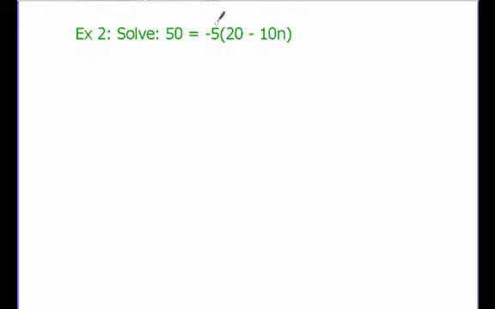Our first step is going to be to distribute negative 5 times 20 and negative 5 times negative 10. We get negative 5 times 20 is negative 100. Negative 5 times negative 10 is positive 50. We've got to be careful that we distribute out this negative. Negative times a positive is a negative, so negative 100. And negative times a negative is a positive, so positive 50.